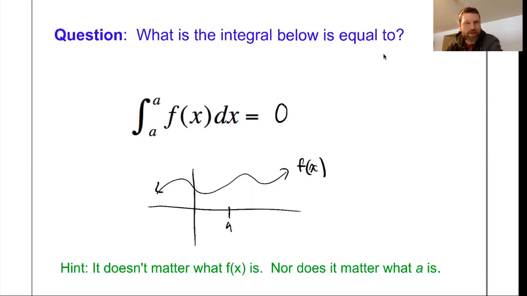Doesn't matter. If I'm trying to find the integral from A to A, well, that means I'm going to find the area that starts at A and ends at A. I'm looking for the area that has absolutely no width, right? How much area is going to be right there? No area, right? It's got a height with no width. So the height of whatever it is times a width of 0, that's going to be 0.